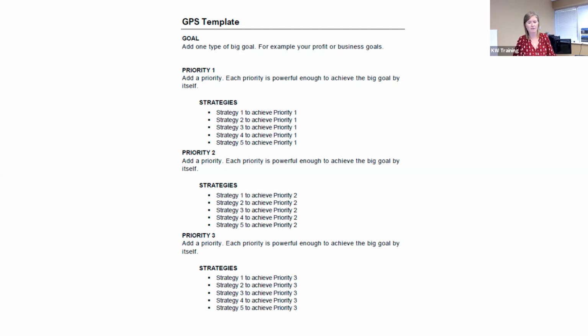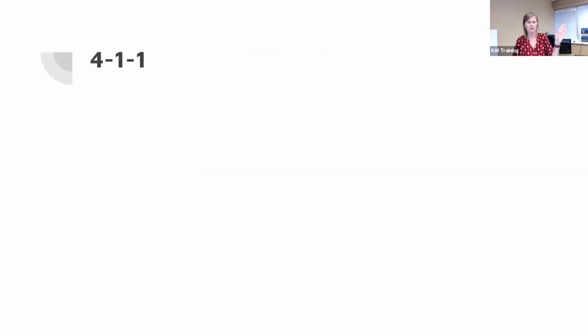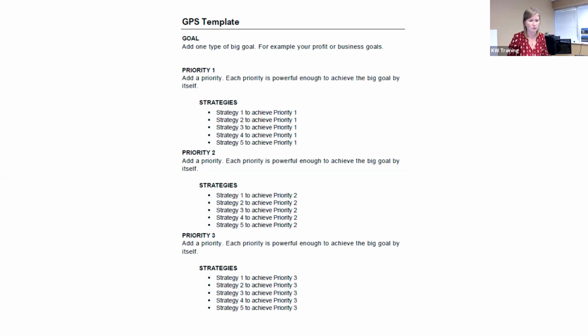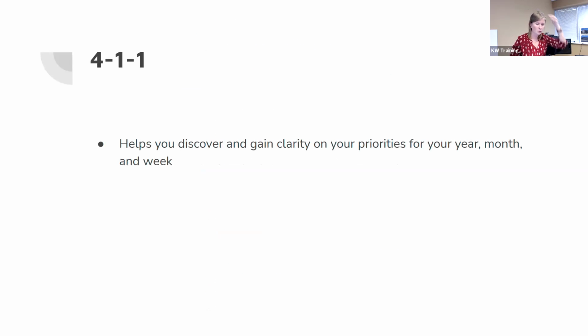Okay, so now after you make your GPS, this is really overarching for your business, then we lead into the 411. So 411, I feel like this is backwards. 1 year, 1 month, 4 weeks. Oh, backwards. So this really helps you just dig that another level deeper, right? Like, how do you get clarity around your priorities for your year, your month, and your week?